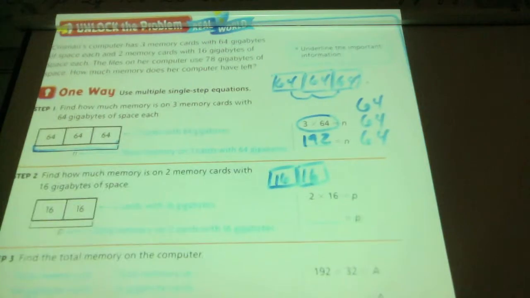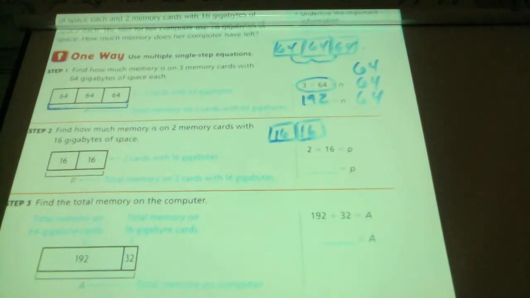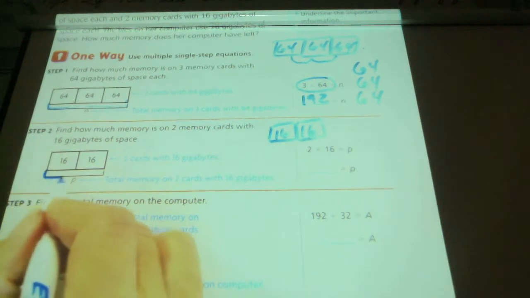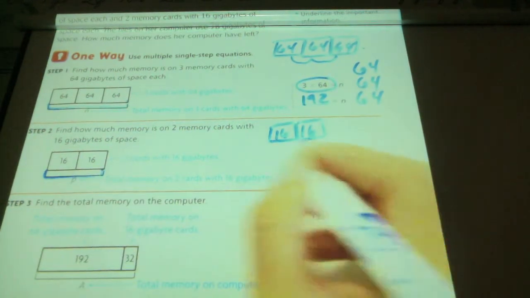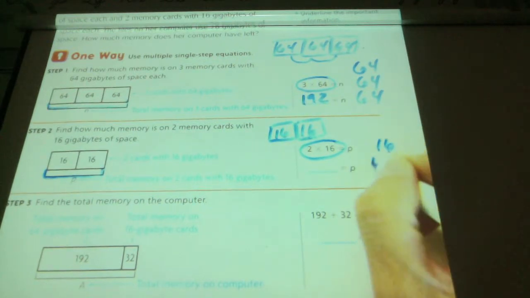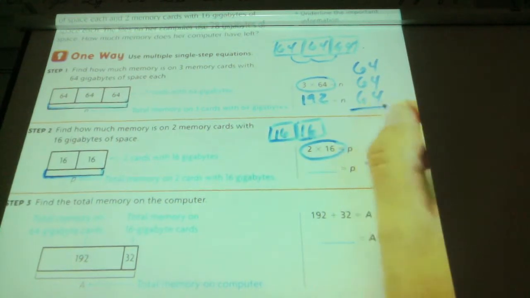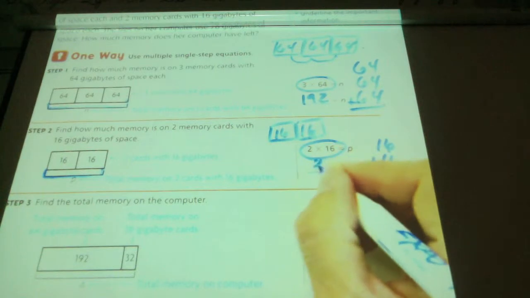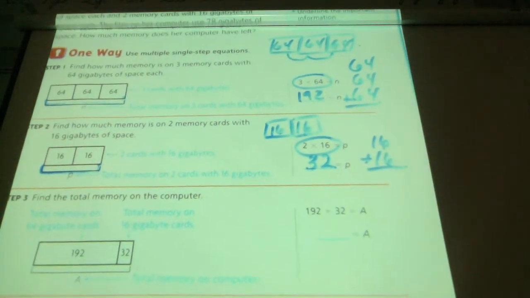32. So then I go down to the next one. Again, I'm trying to find the total of these two, and they are 32. We can do 2 times 16, or we can do 16 plus 16. And we already know that it's 32 because we've looked ahead.